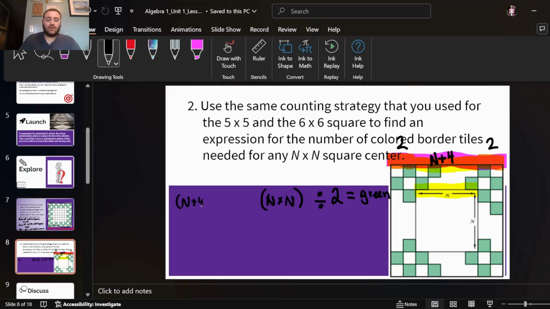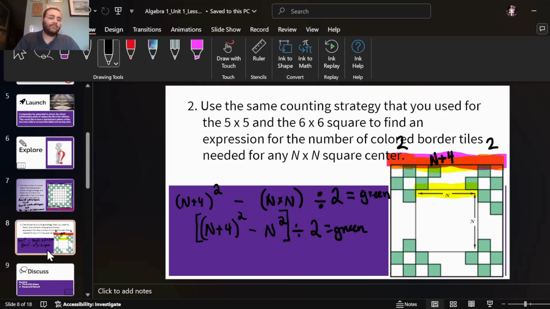So we have n plus 4 times itself, take away n by n here, and then divide by 2 to find green. And students, you can stop here. You can leave your expression as n plus 4, take away n to the second power, divide everything by 2, and that's going to equal green. Just don't forget you need to find this and then divide by 2, so we're going to put brackets around that. We could simplify this a little bit, but we don't need to at this point. So this is one counting strategy.